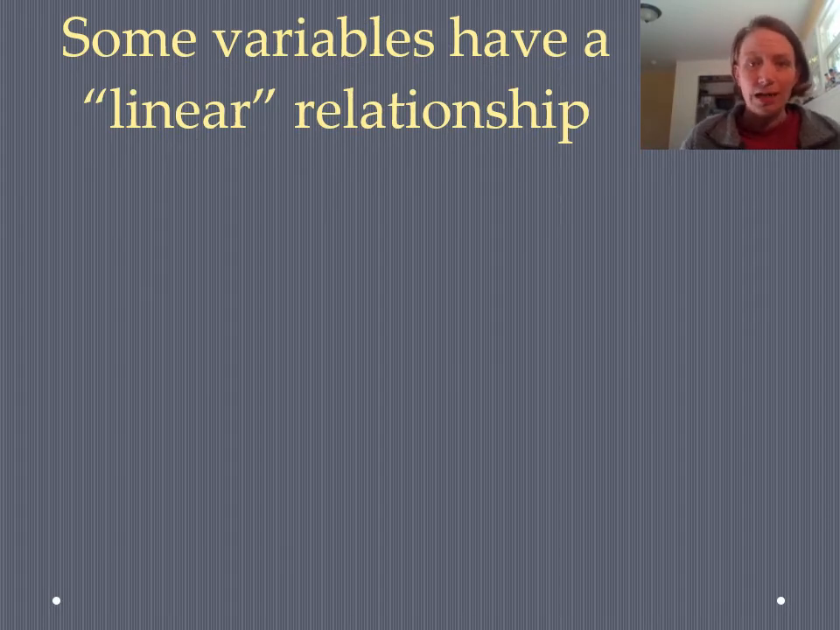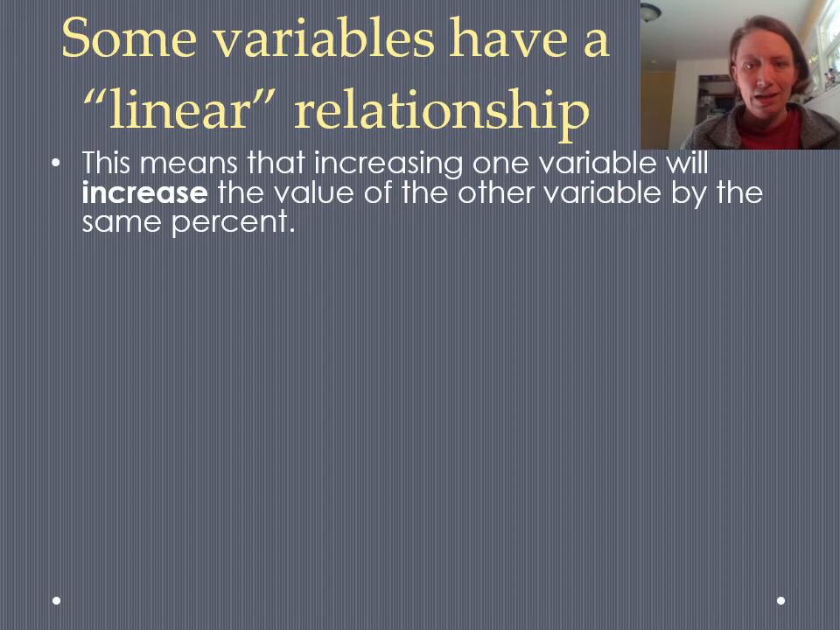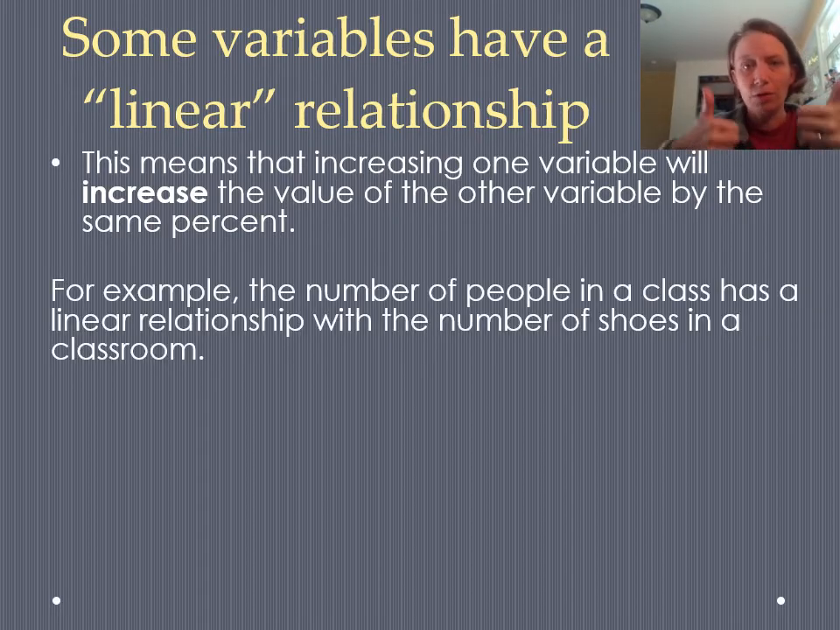Some variables have what's called a linear relationship, and you may have heard of that relationship in math class, and if so, you're a little ahead of the game, and if not, this is going to help you in your math class. Linear relationship means that increasing one of the variables will increase the value of the other variable by the same percent. So they both go up together, or they both go down together.